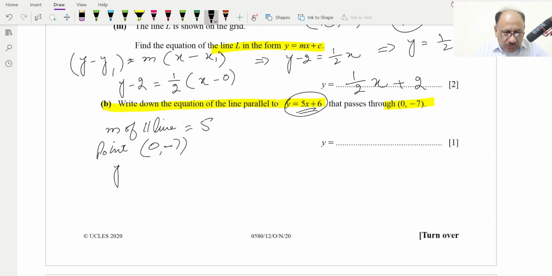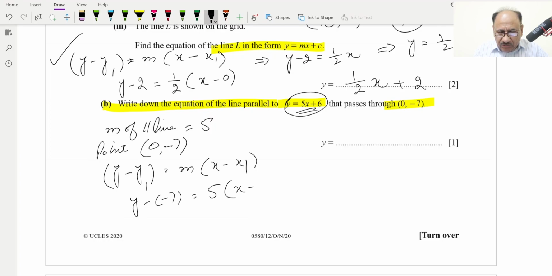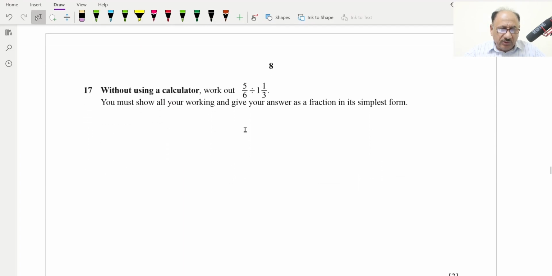So again we'll use the same formula which we have utilized earlier. So y minus y1 is equal to m into x minus x1. So y minus y1 will be y minus minus 7 is equal to m value 5 into x minus 0. So this implies y plus 7 is equal to 5x, and the final equation will be y is equal to 5x minus 7. This is basically a 1 mark question which we are done with.